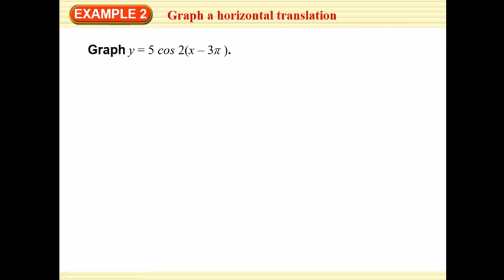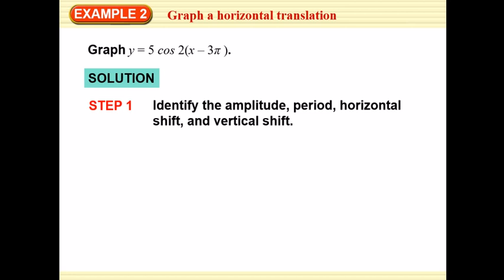Alright, so example 2. Graph y equals 5 cosine of 2 x minus 3 pi. So yet again, we're going to want to identify our a, b, h, and k, and then we use our b to find our period. So that's step 1.